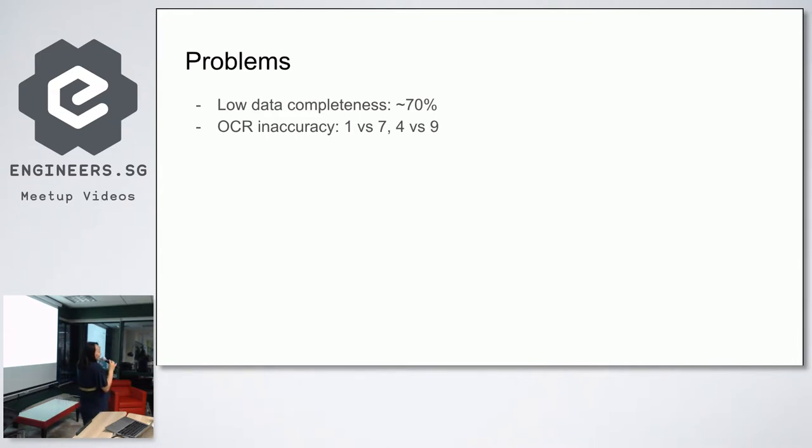You would think it's easy, right? Because it's so standard, but you still have 1 versus 7, 4 versus 9, all these misrecognized numbers. And it's very hard to catch. How do you know if something is off? Especially when the digits are at the thousands or tens of thousands, and you're off by a lot.